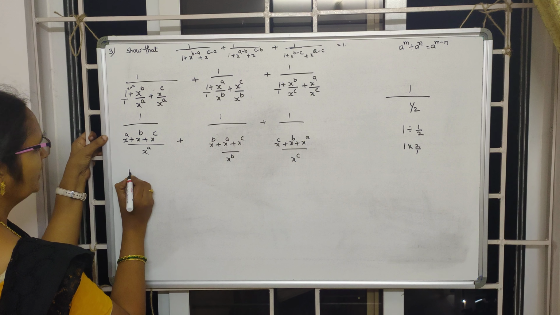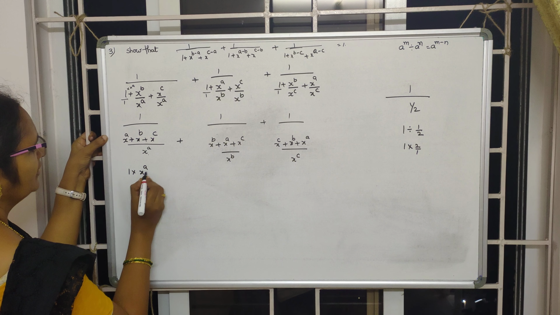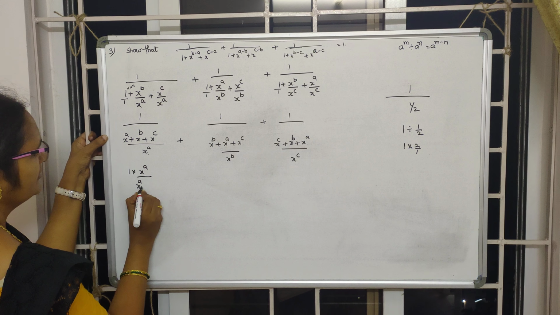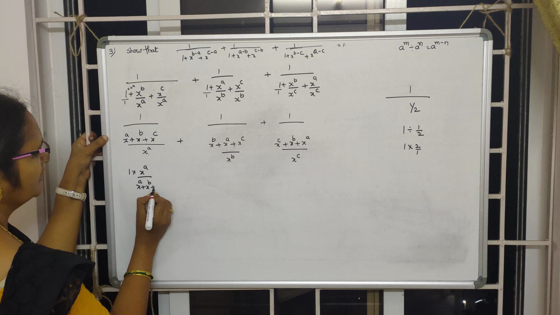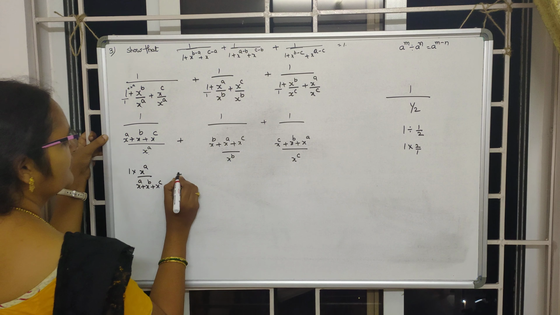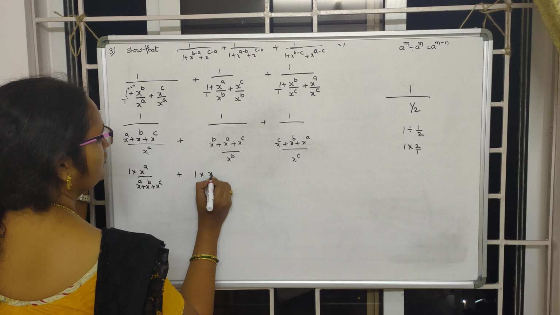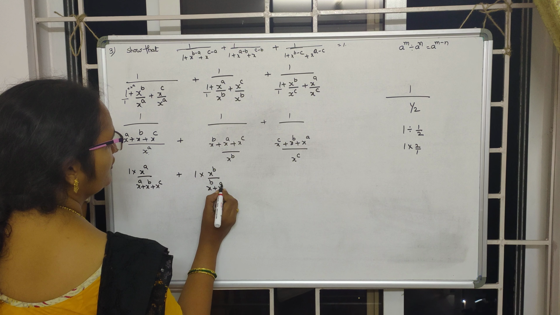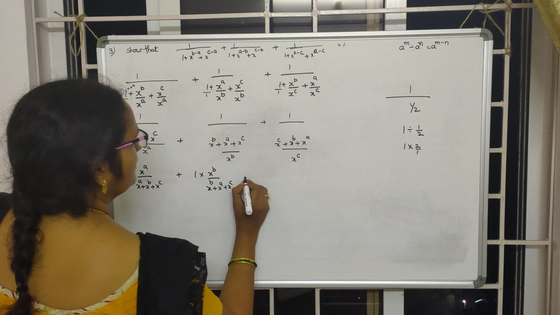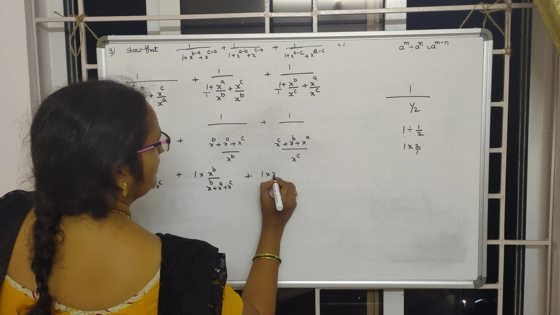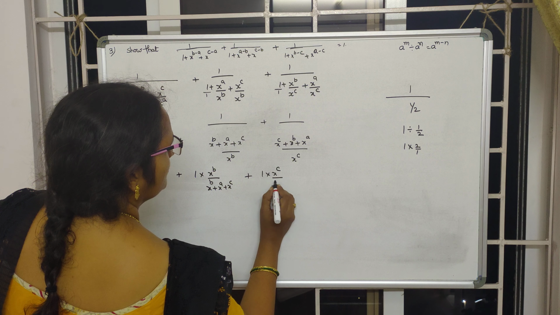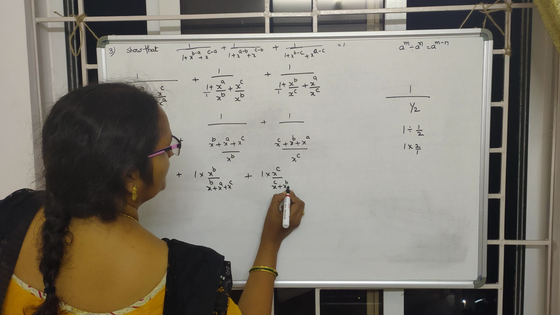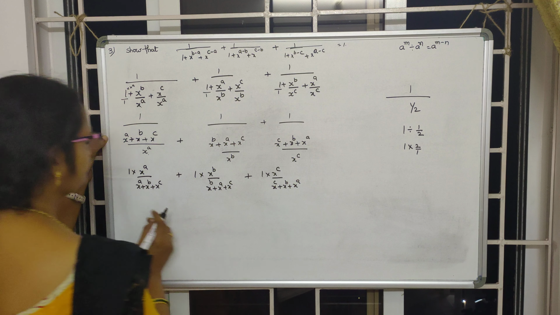That is 1 into x^a by x^a plus x^b plus x^c, plus 1 into x^b by x^b plus x^a plus x^c, plus 1 into x^c by x^c plus x^b plus x^a.